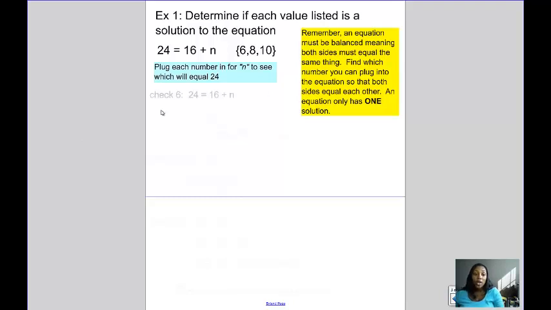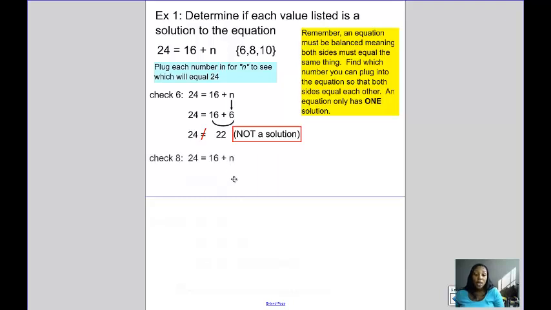So let's first start and check the number 6, because that's our first number they want us to check. So we're actually going to plug 6 in for n, and then we're going to solve. So 16 plus 6 gives us 22, and because 22 is not equal to 24, we would say that 6 is not a solution to this equation. So now we'll check 8. Again, we're going to plug 8 in for n. Then we're going to do 16 plus 8, and that gives us 24. And because 24 equals 24, that means that 8 is a solution to the equation.